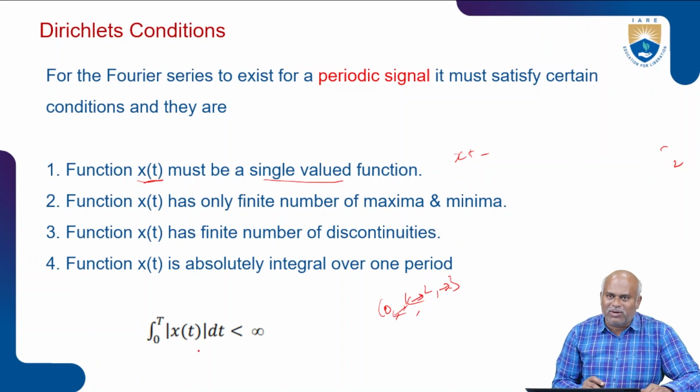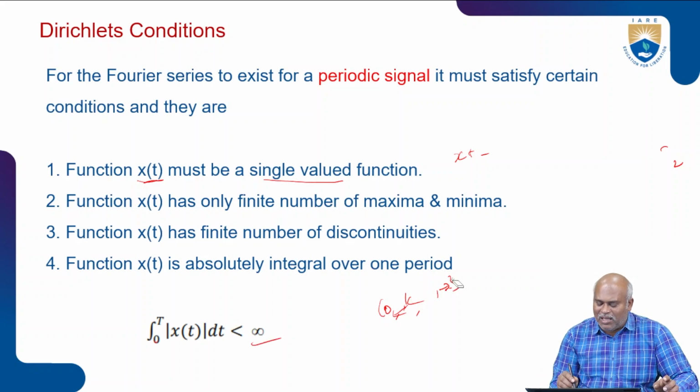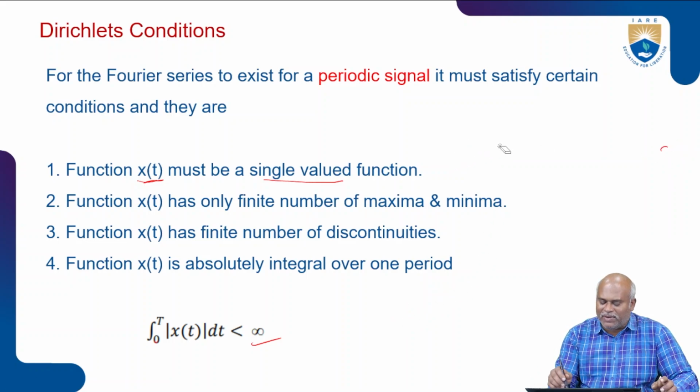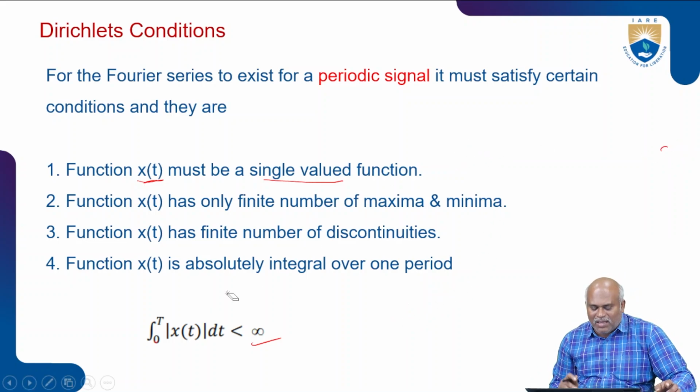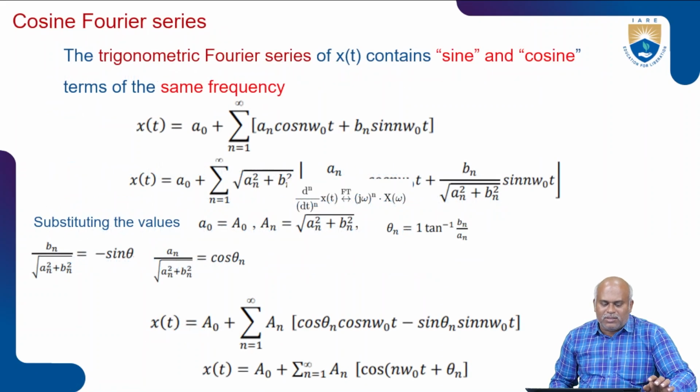If we take the absolute integral over one period, then the value is always less than infinity. So the integral from 0 to T of the absolute value of x of t dt is less than infinity only. The signal has an absolute integral that is less than infinity. Next we study the cosine Fourier series.